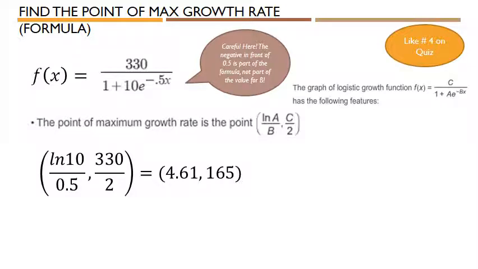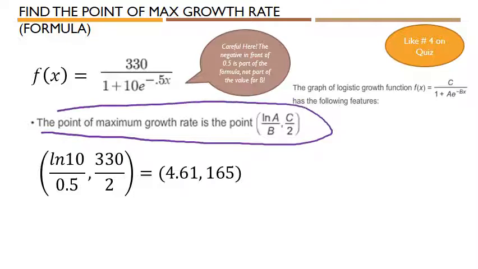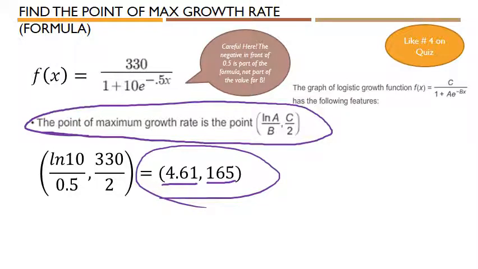All right, now next we have a problem just like number 4 on your quiz. Again, this is plugging it into the formula. So you're going to have ln of A divided by your B, which is 0.5, and then you're going to have your 330 divided by 2, your C divided by 2. You just type those two in the calculator. Your ln of 10 divided by 0.5 gives you the 4.61. 330 divided by 2 gives you 165. So that is your point that you would put into the OHS.